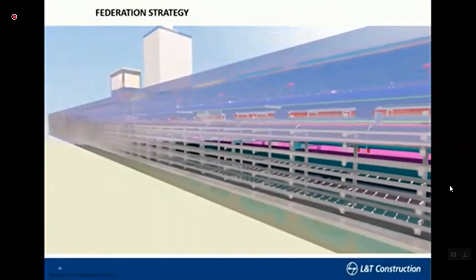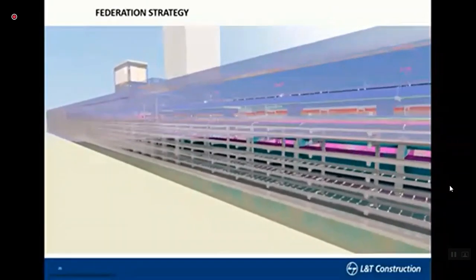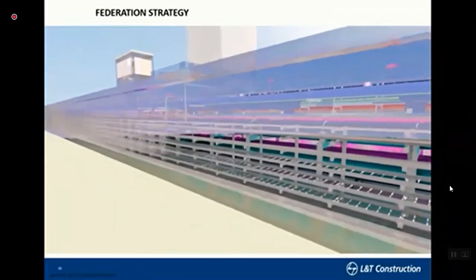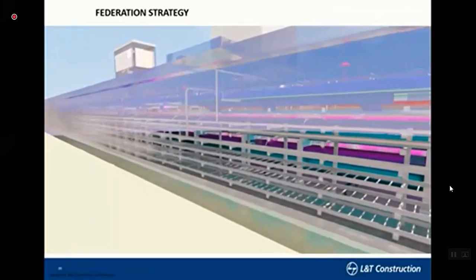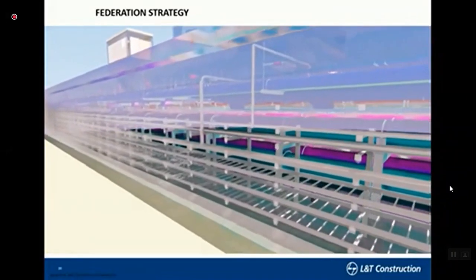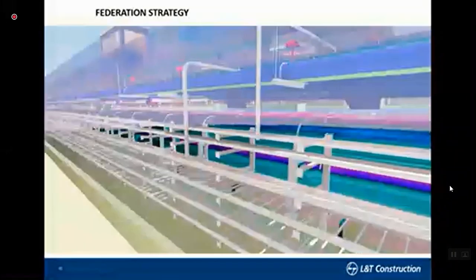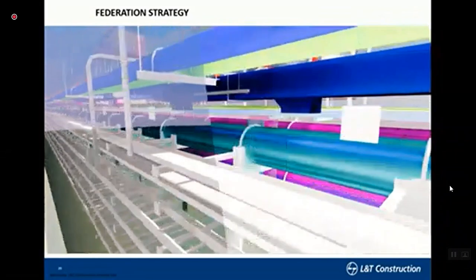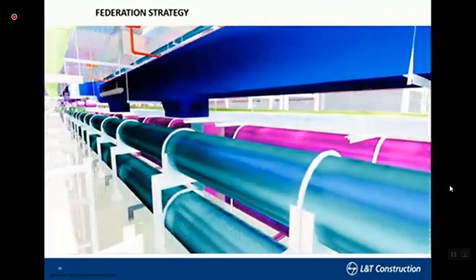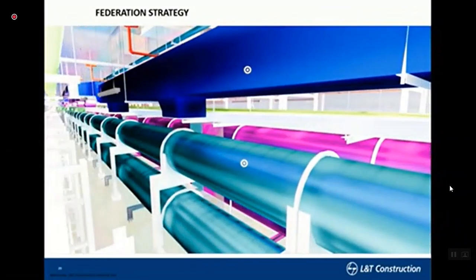Clashes which happen will be taken care of, will be discussed, and one of the elements will be moved so that it becomes a clash-free model. What am I achieving with respect to the main topic we are discussing today? Saving time, cost, and materials.